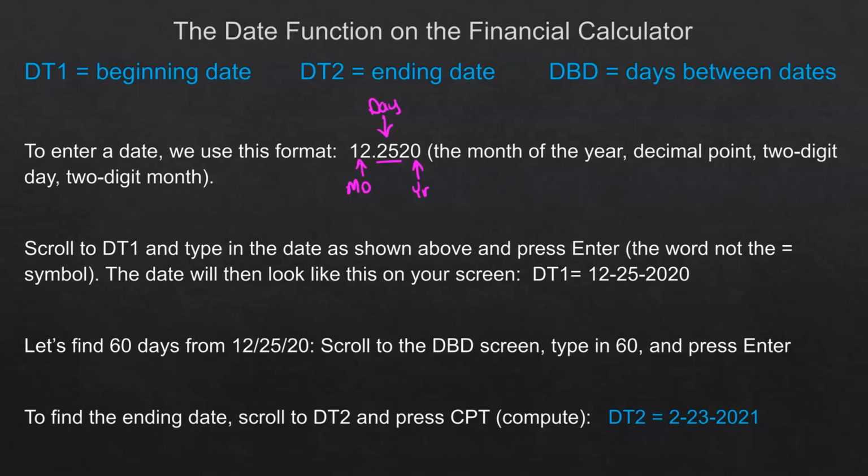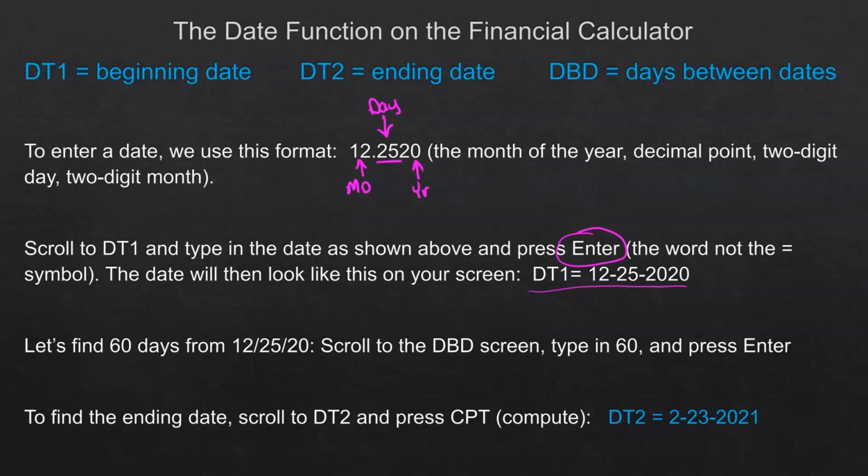So that's what we're going to do. To put it on, you basically type in 12.2520, and then you press enter. And then you look at your screen and see if it looks like this, right? That's what it should look like now on your calculator. It's a little more spread out, but it's going to say DT1 equals 12-25-20. And that's just how the formatting is going to look on your screen once you have a date in there.